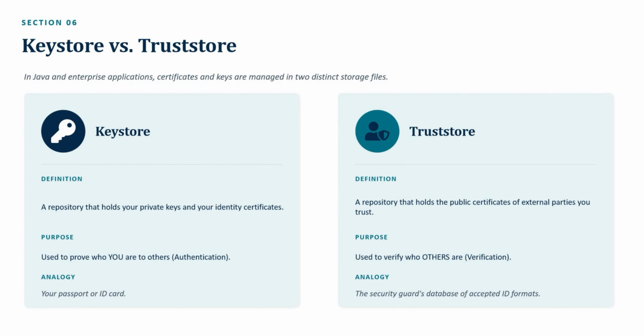Now the point is keystore versus truststore. What is a keystore and what is a truststore, and when should we use them? In Java enterprise applications, certificates and keys are managed in two distinct storage files: keystores and truststores. A keystore is a repository that holds your private keys and your identity certificate. The purpose of a keystore is to provide who you are to other authenticating parties.